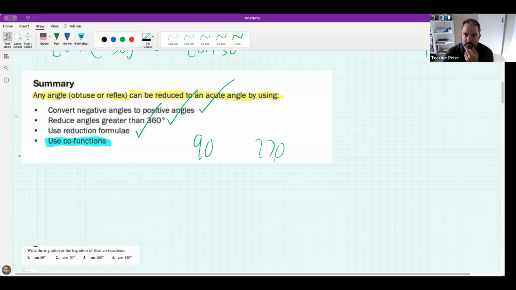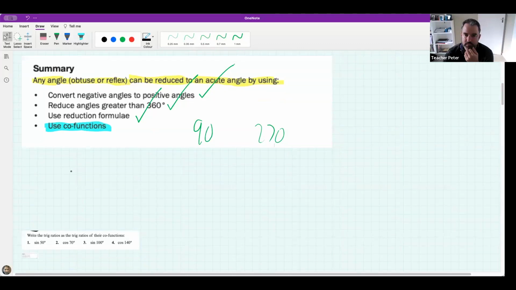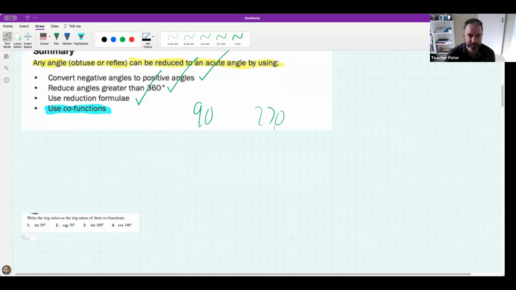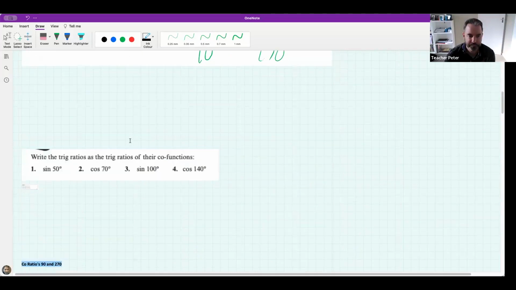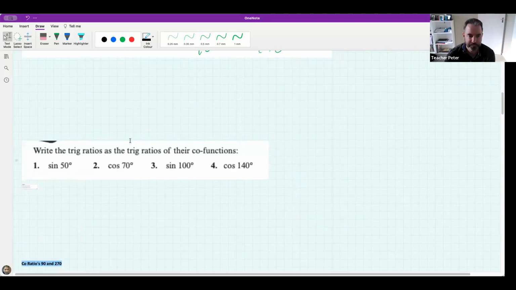Let the people speak. Okay, the people are speaking, and it seems like we have some awareness of co-ratios, or co-functions. Some textbooks use different words. Now, this is a little bit more interesting, but the process is not bad.